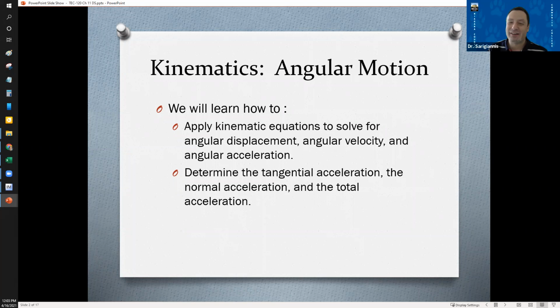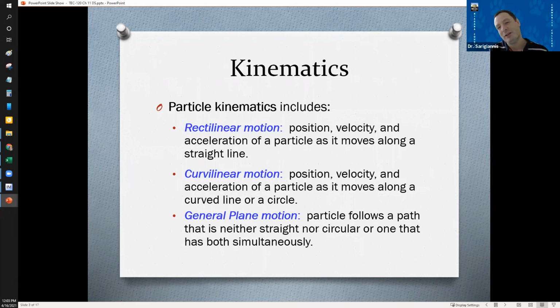Then we'll talk about angular acceleration. There are two components of acceleration, tangential and normal, and we'll get into that. Remember, acceleration is a vector, so it can have components.